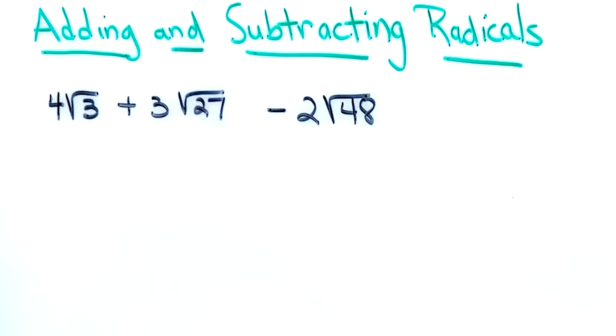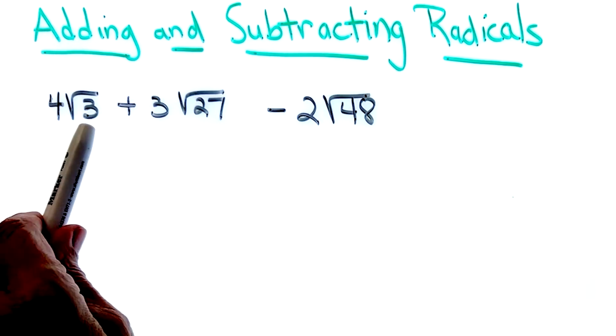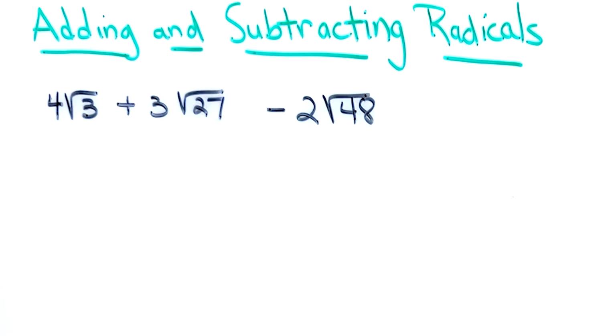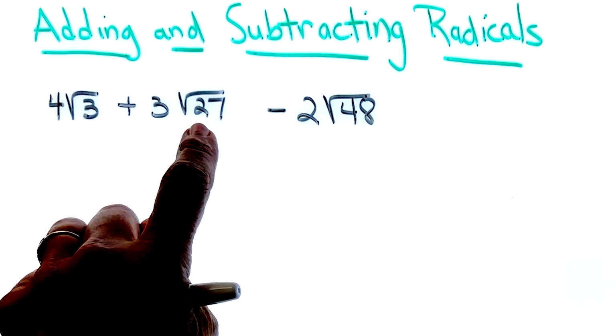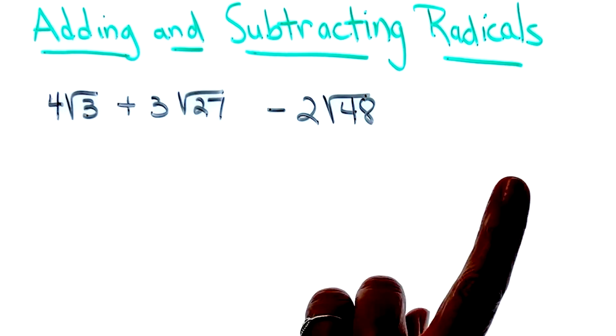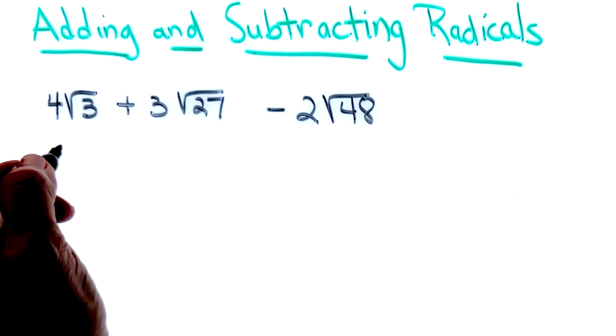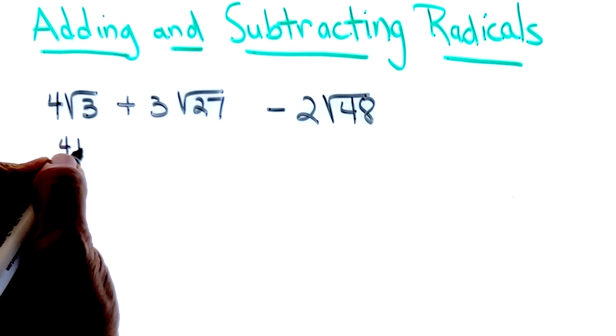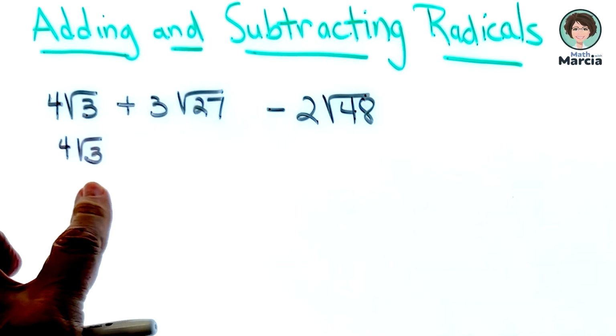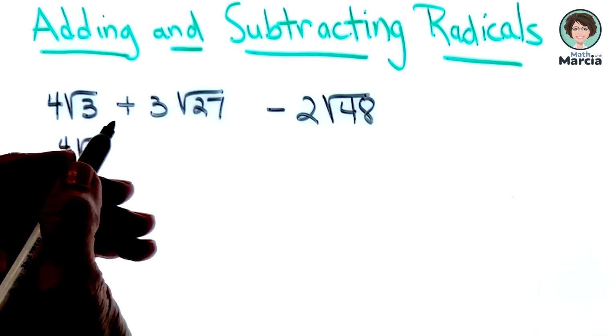This lesson is adding and subtracting radicals. Remember, in order to add and subtract a radical, the radicands must be the same. Well, you can see we have 3 different ones, but 27 and 48, they are not in simplest terms. So the first thing that I'm going to do is bring down my 4 square roots of 3 because it is in simplest terms.